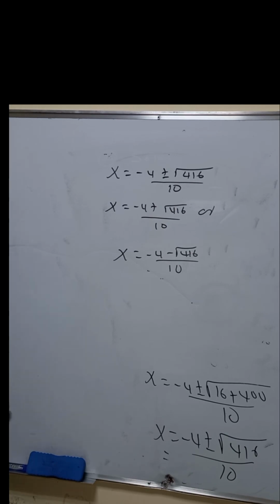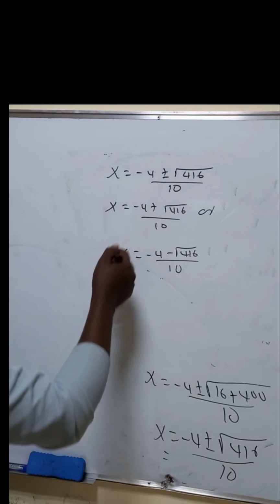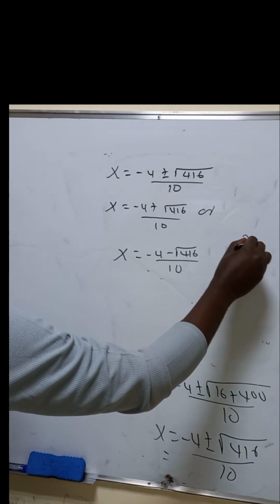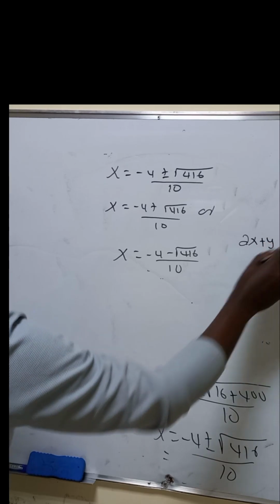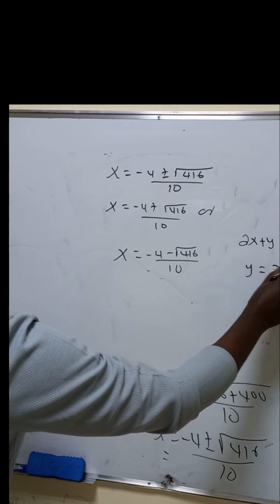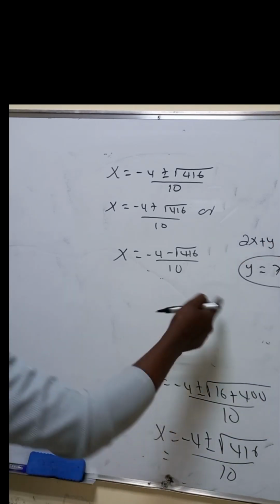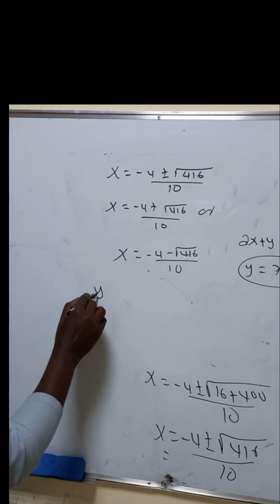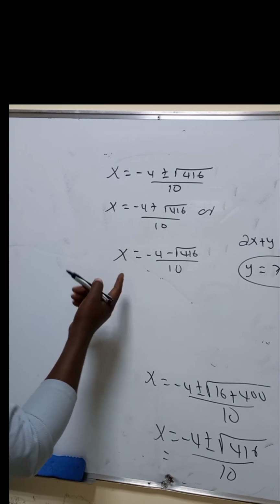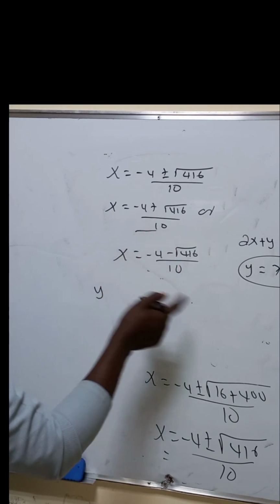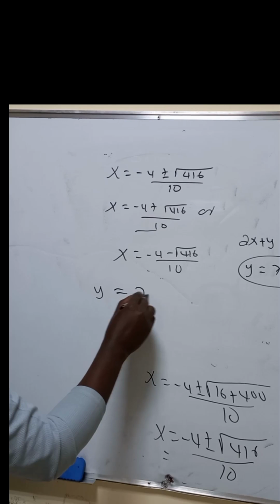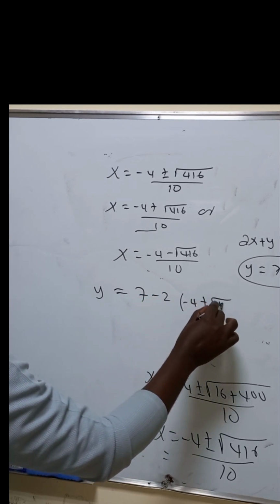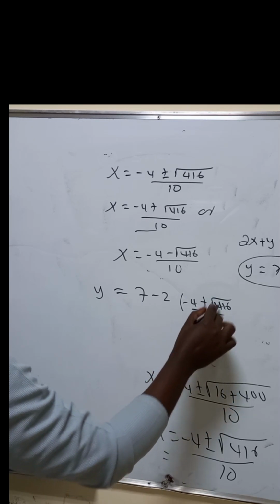Now when the value for x is this one, what's the value for y? From this equation you know that 2x plus y is exactly 7, so y is going to be 7 minus 2x. You can plug the first x value here and calculate. So y1 will be 7 minus 2 times minus 4 plus the square root of 416 over 10.